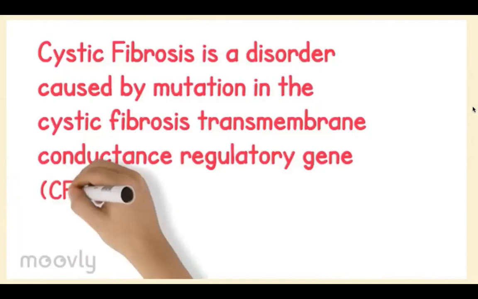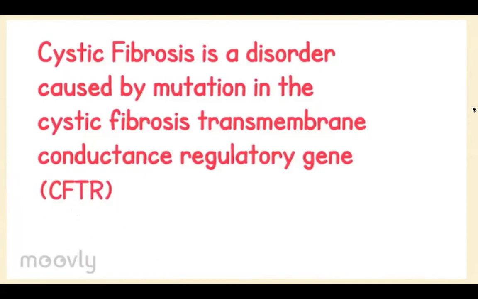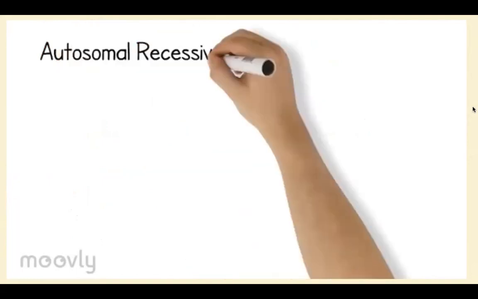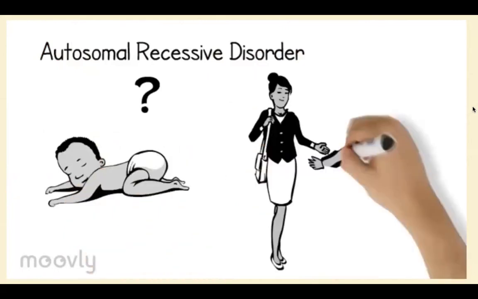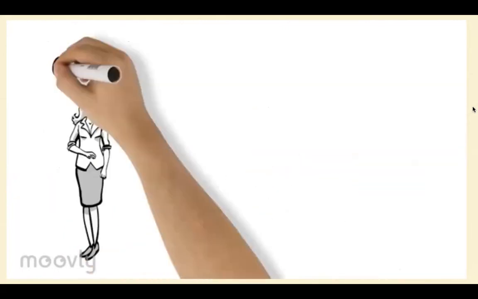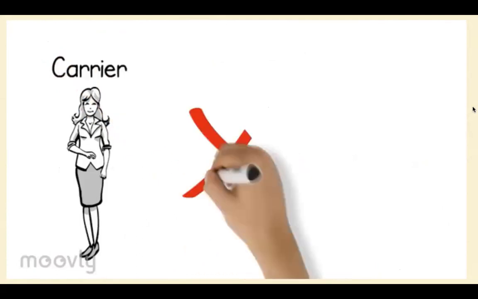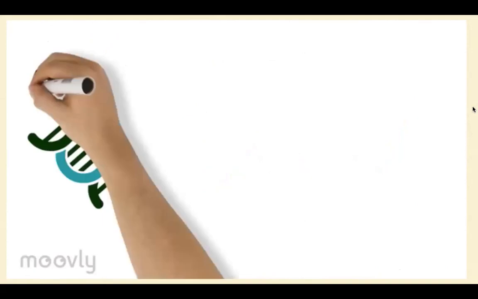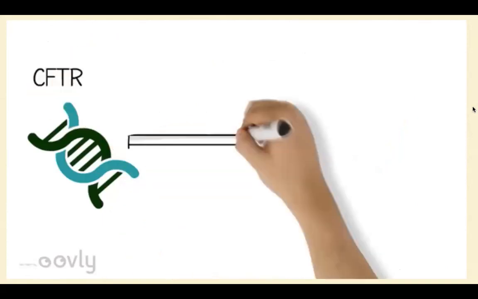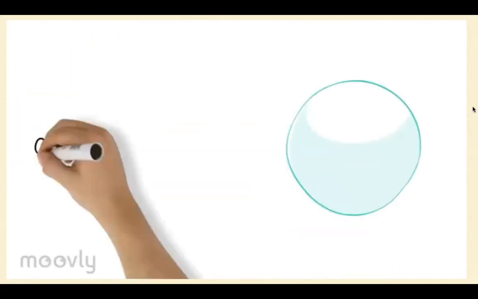Cystic fibrosis is a disorder caused by mutation in the cystic fibrosis transmembrane conductance regulatory gene, known as CFTR for short. This mutation occurs on chromosome 7. This disease is an autosomal recessive disorder, which means that the disease is inherited when a child inherits a defective copy of the gene from both parents who are carriers of the gene. A carrier is an individual who has a defective copy and a normal copy of a gene, and is unaffected themselves.